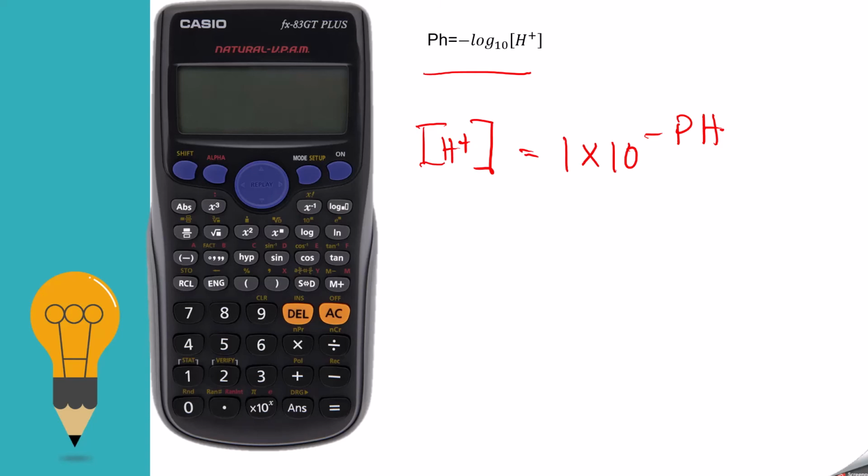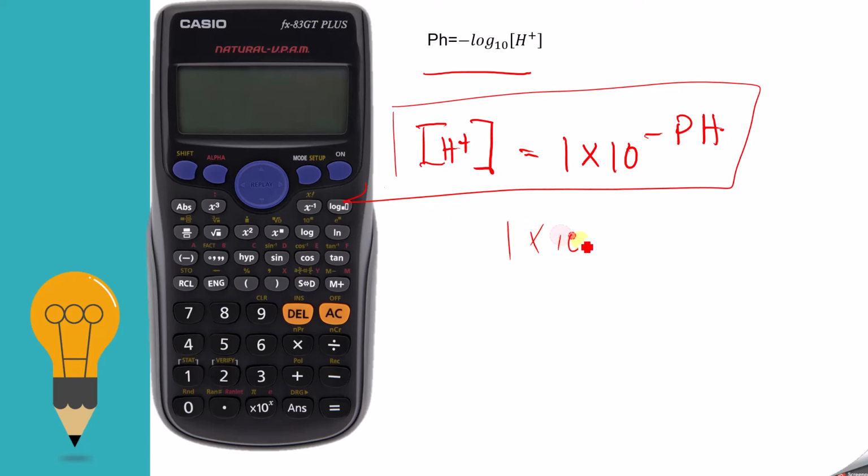Okay, so now we can also work out the reverse. So we can work out the hydrogen ions from the pH, and this is the equation we use. So to work it out, we do 1 times 10 minus pH, whatever the pH is, and that's literally it, and that gives us the hydrogen ion concentration.